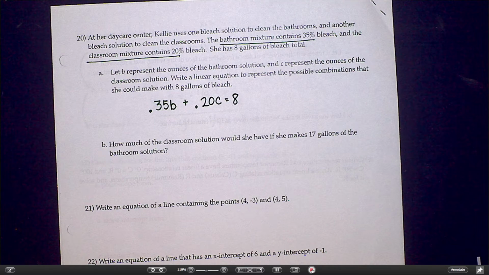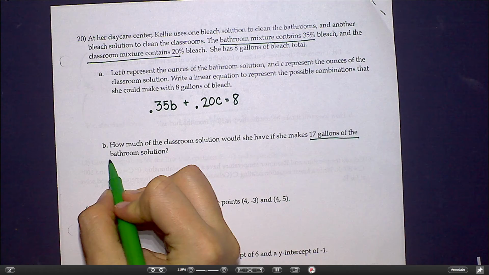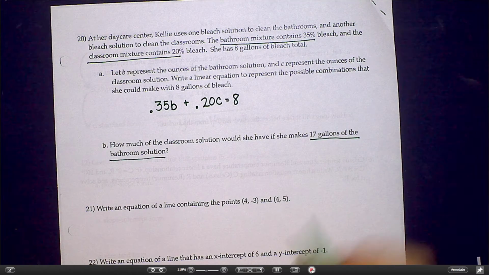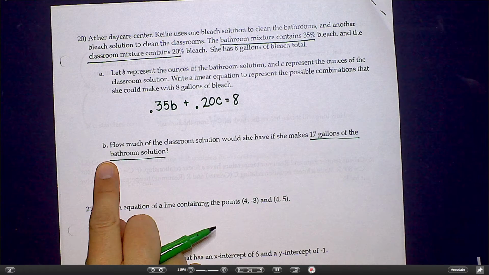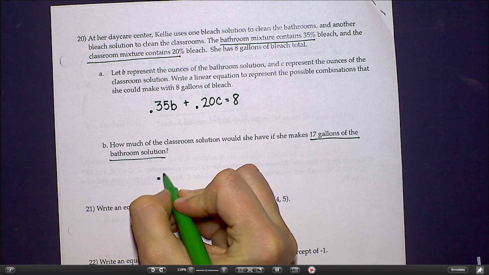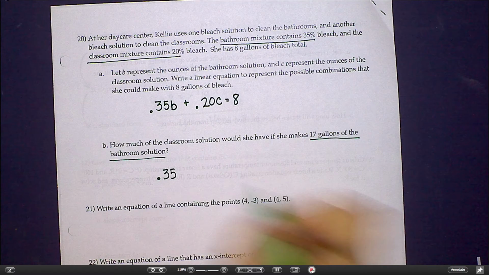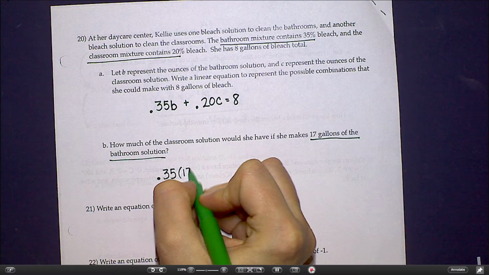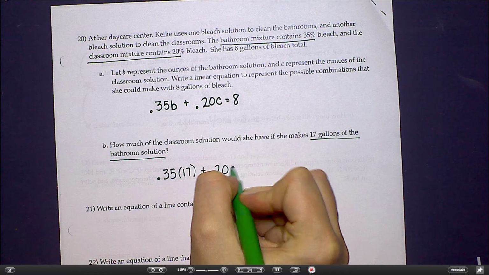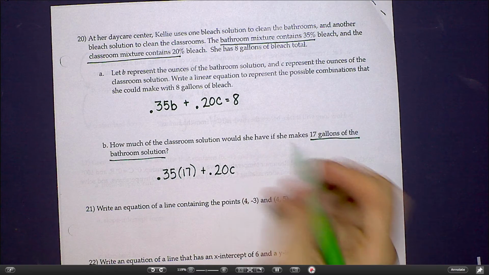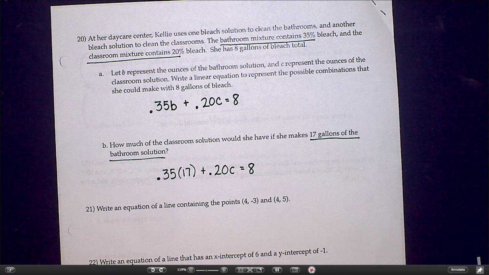Now it says how much of the classroom solution would she have if she makes 17 gallons of bathroom solution. So that means the 17 is my B value. It goes in for bathroom. So I'm going to put 0.35 B, 0.35 times 17, plus 0.20 C, because C is what I'm trying to find. And I know that it has to equal 8. And now I have to solve it.